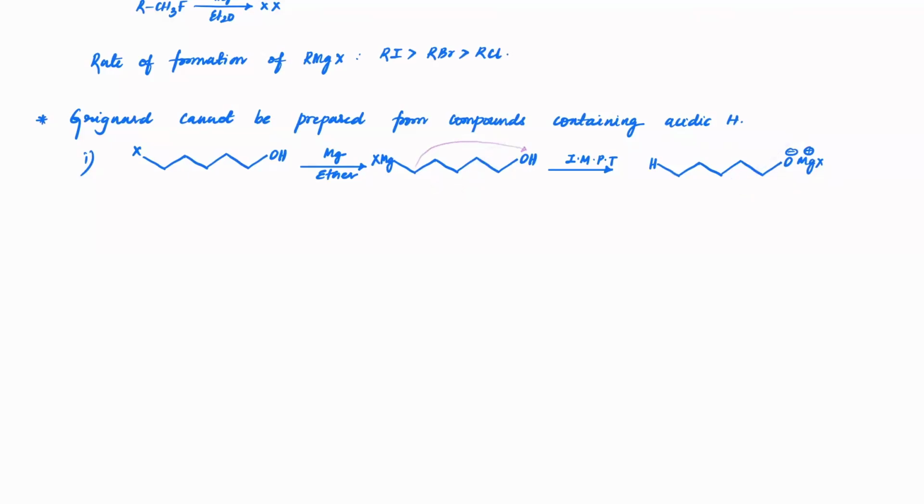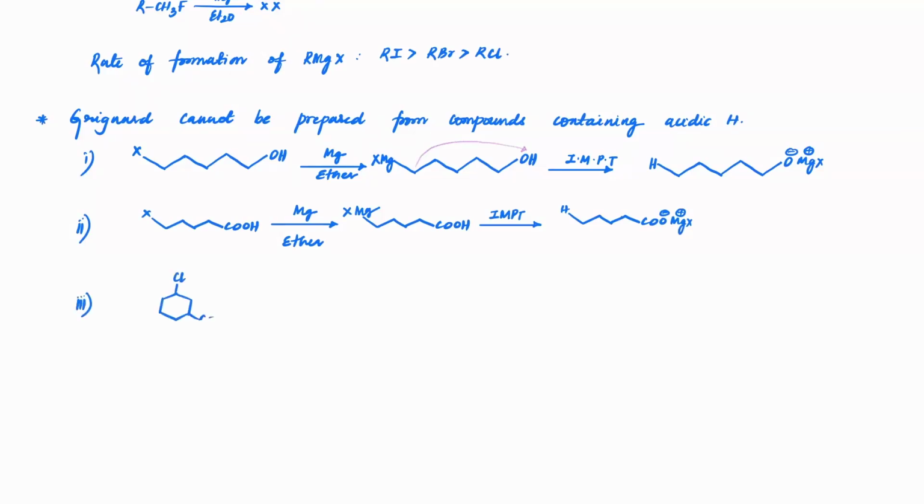Same for the second reaction. If you have a halogen on one end and an acid on the other, and you react with magnesium and ether, first you will get this form, and then intramolecular proton transfer will take place. Hydrogen will be shifted, and you will get COO minus MgX plus. Third reaction: check out cyclohexyl with chlorine, and then a C triple bond CH. On reaction with magnesium and ether, it will give you MgCl and this, and intramolecular proton transfer will take place to form C triple bond C minus MgX plus. This is the product formation.